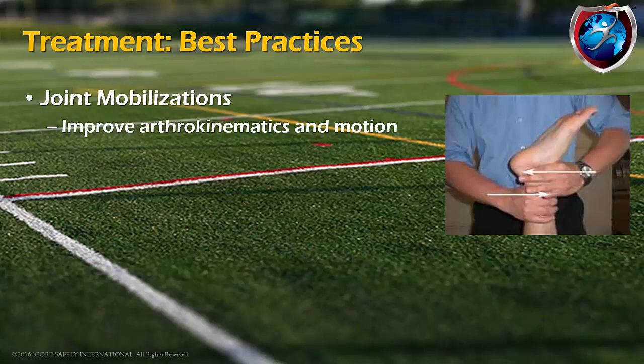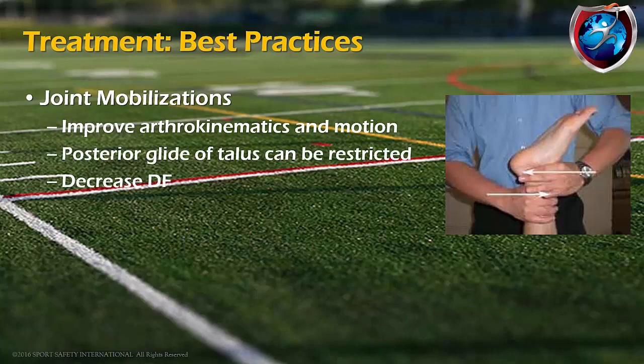Another clinical approach to improve dorsiflexion after ankle sprains involves joint mobilization techniques to improve arthrokinematics and osteokinematic motion. After an ankle sprain, posterior glide of the talus can be restricted and contribute to decreased dorsiflexion. Use of anterior or posterior joint mobilizations can improve dorsiflexion range of motion and gait.